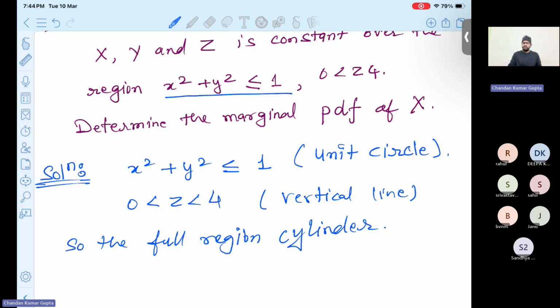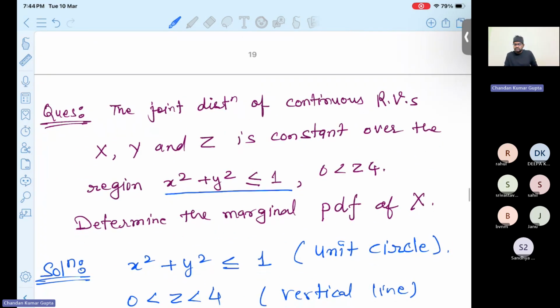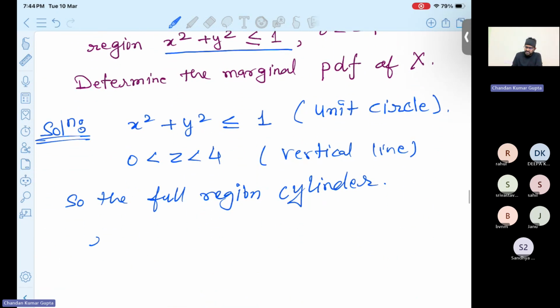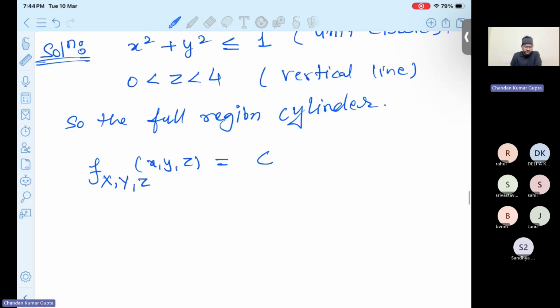Now the next thing is, we are also given one more thing. The joint distribution is constant actually. So that means we are given f(x, y, z) is a constant c. So let's use the property of probability: the integration of this c comes out to be 1 over the region X, Y, and Z. Okay, so this is the case. So we are given like what?